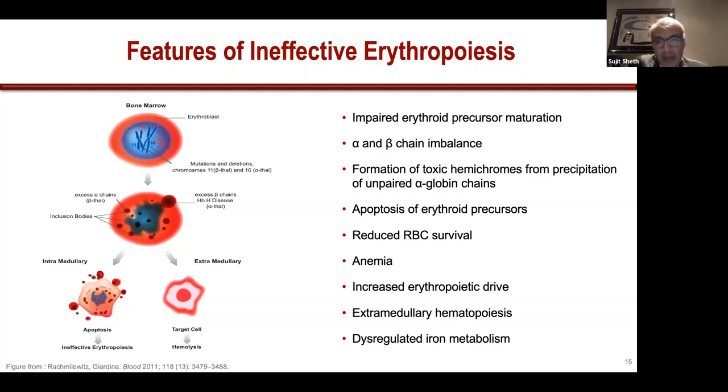That imbalance results in the formation of toxic hemichromes from the precipitation of the unpaired alpha globin chains in beta thalassemia. This leads to apoptosis of the erythroid precursors, a reduction in red cell survival, and anemia. That in turn leads to an increase in the erythropoietic drive. You have more EPO secretion. That results in extramedullary hematopoiesis, as well as expansion of the bone marrow itself under the influence of EPO. And with more and more ineffective erythropoiesis being driven by erythropoietin, there's also dysregulated iron metabolism leading to increased absorption of iron from the gut, and therefore iron overload as well.